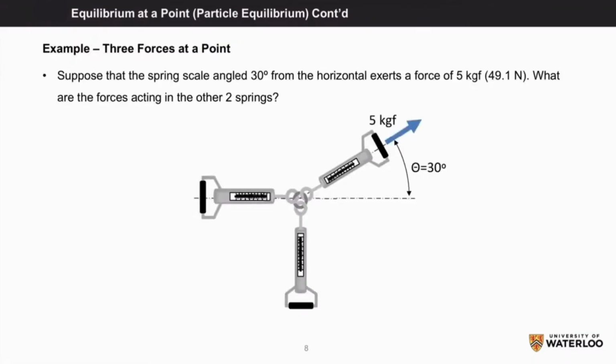In our first example, we'll analyze 3 forces at a point. Suppose that the spring scale angled 30 degrees from the horizontal exerts a force of 5 kilogram force, which is the same as 49.1 newtons. What are the forces acting in the other 2 springs? Feel free to pause the video here to try this problem out for yourself.